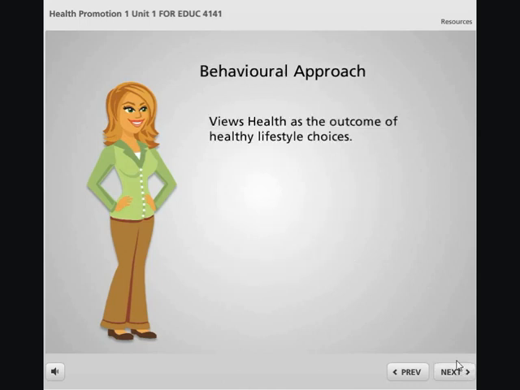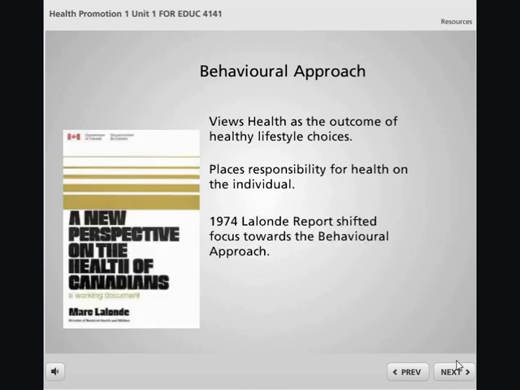The behavioral approach views health as the outcome of healthy lifestyle choices. The behavioral approach places responsibility for health on the individual. It was the 1974 Lalonde report titled A New Perspective on the Health of Canadians that really shifted emphasis from the medical model to a behavioral model.